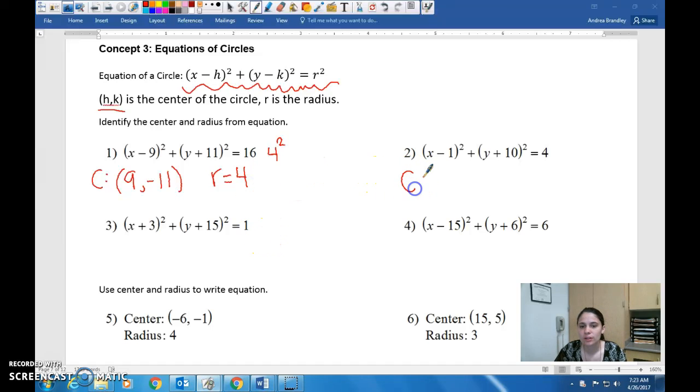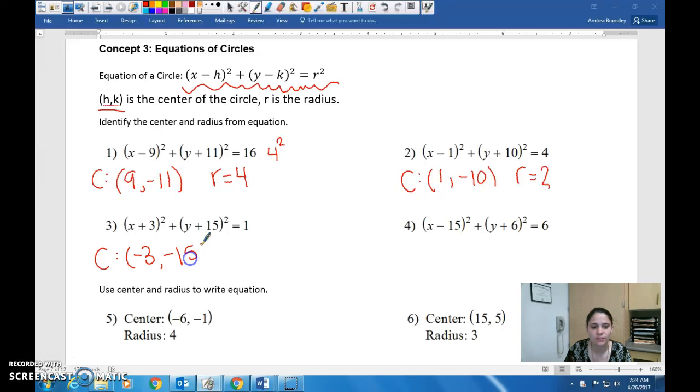And then similarly with number 2, this negative 1, so I just have 1, and negative 10 is my center. And then the square root of 4 is 2. So that's the basic process. I'll go ahead and fill these out too. These are both positive, so I have a negative 3 and a negative 15. And then the square root of 1 is 1. And then I have a center at (15, negative 6). My radius is the square root of 6. That one doesn't simplify quite as easily, but the idea is the same.